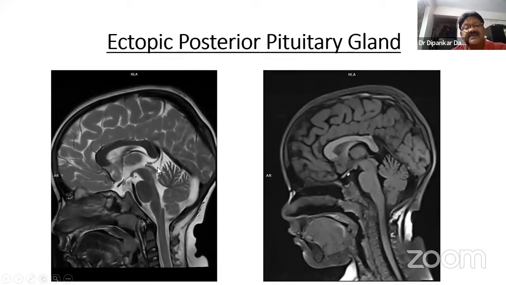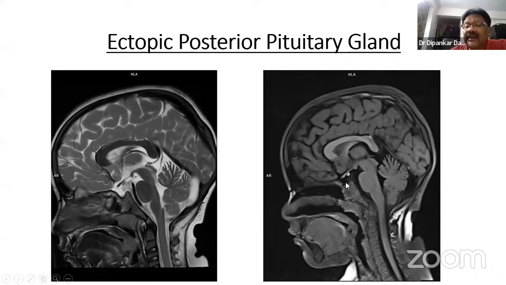And the next is our recent images. So you can see the difference in the image quality. Here you can see that the pituitary fossa is almost empty. You can see a small pituitary gland and a bright spot here. This is actually the posterior pituitary bright spot, which is seen on T1 weighted images, not T2. Posterior pituitary bright spot is a normal thing that is seen on T1 weighted images.